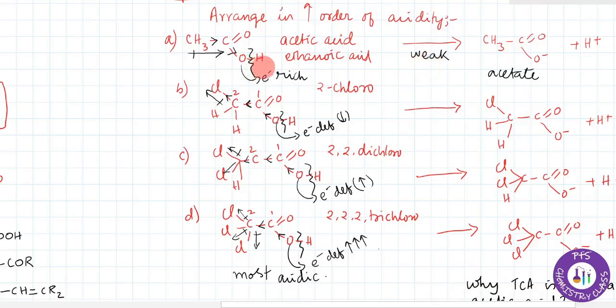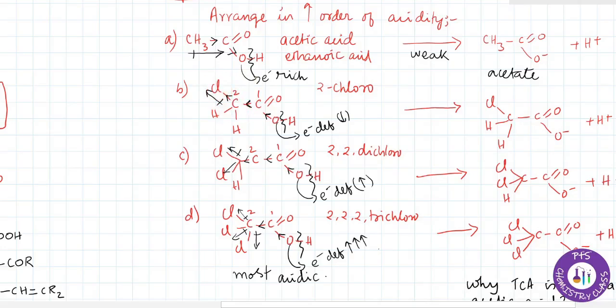That means the OH bond in ethanoic acid does not break to the fullest extent. It does not break 100%, it breaks only a little, that's all. So only a little H plus comes out. So this is a weak acid. Now if you look at this compound, in 2-chloroacetic acid, between carbon and chlorine, I told you the electronegativity difference is very high. Therefore the electrons will be pulled towards chlorine like this.